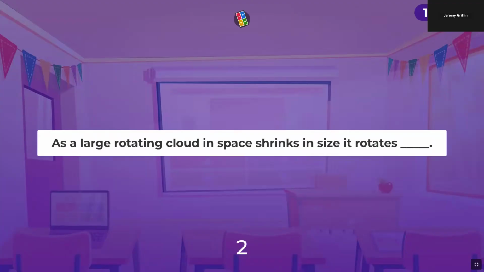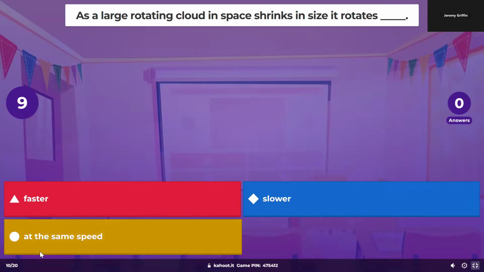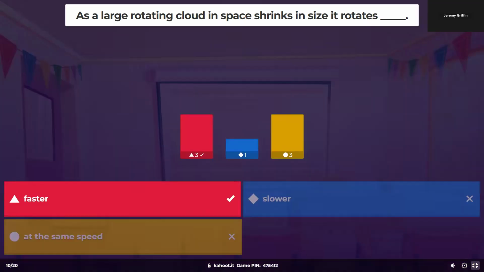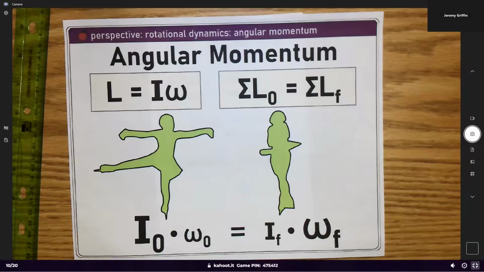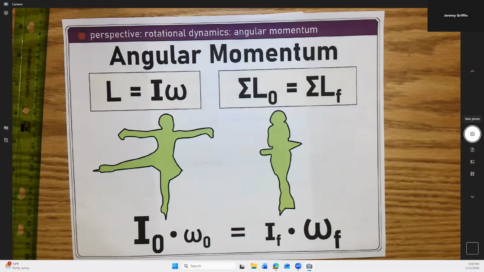Large rotating cloud in space shrinks in size and rotates how? Yeah, that is the same as this all over again. So if you have a giant nebula out in deep space, a closed system, you've got all these particles, space dust particles. They're gravitationally attracting. Let's say they're slowly swirling together. Well, as they attract together, the rotational inertia of that whole cloud system decreases, and so they're going to spin faster to maintain angular momentum.